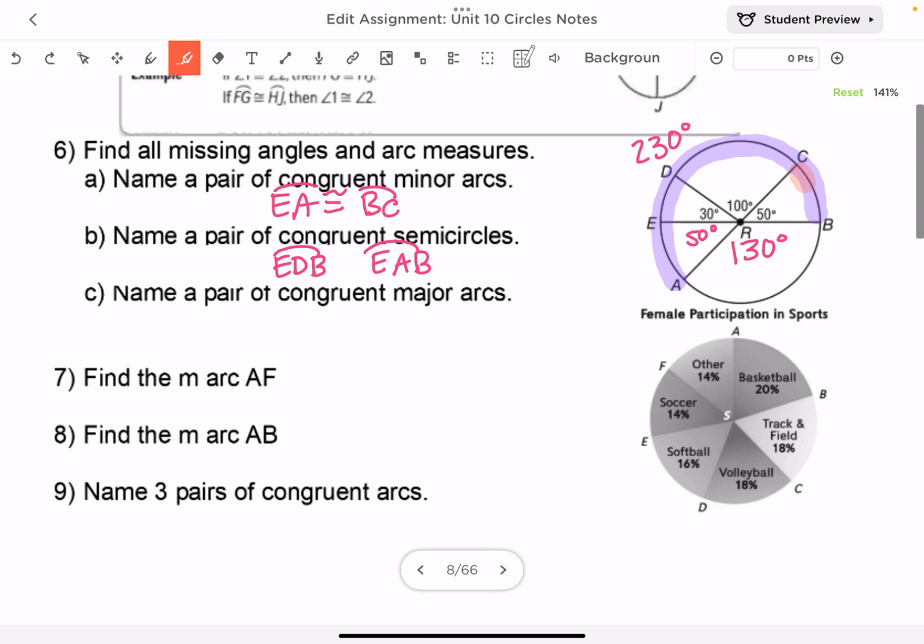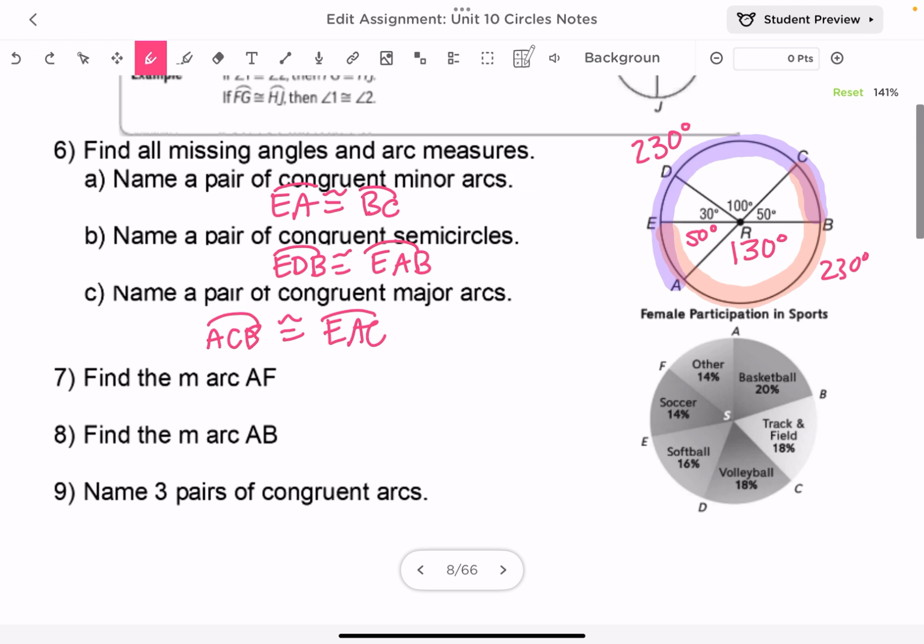Oh, here it is. Okay, so from C to B to E, that would be 50 plus 1, so that's 180 plus 50, and that would also be 230. Okay, so I'll just pick another random letter, CB is congruent to EAC. If you need to pause that to actually look at those, you might want to do that.